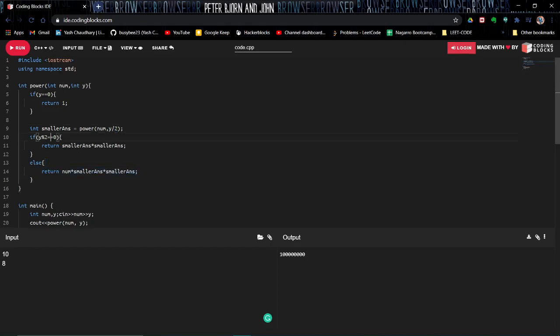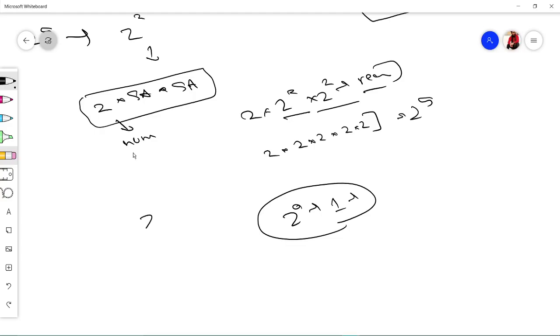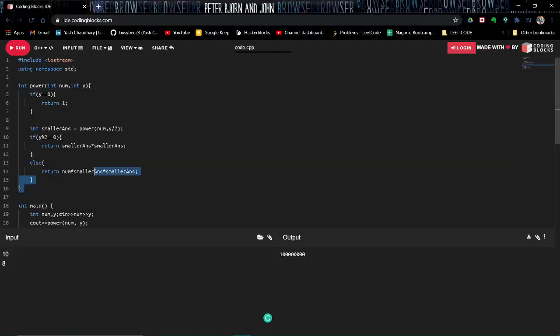And if y is even, we'll return just smaller answer into smaller answer. Like if it's 2 raised to the power 10, then it will be 2 to the 5 and 2 to the 5. If it's 2 raised to the power 20, similarly 2 to the 10, 2 to the 10, then this 2 to the 10 would be passed again for 2 to the 5 and 2 to the 5. So that's how recursion works. And if it's odd, then just multiply by num, which is the number, and the rest of the thing is the same.